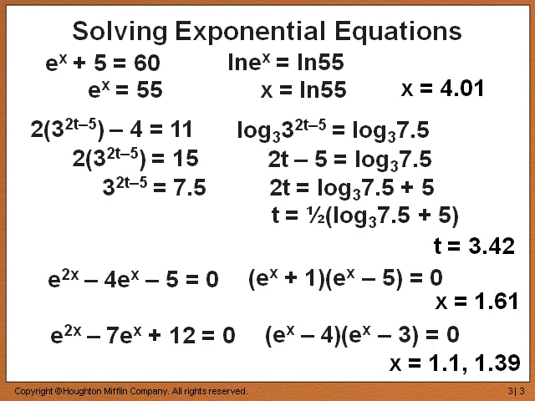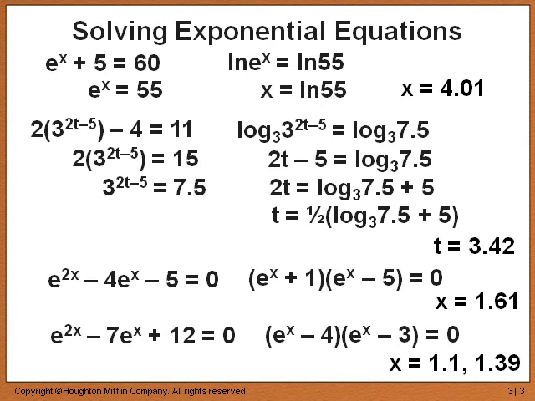Now, notice in this case that both factors do work, because e to the x minus 4, setting that equal to 0, will give me e to the x equals 4, and then ln 4 is a real number. And then looking at e to the x minus 3, when I set that equal to 0, I get e to the x equals 3, and then x equals ln 3, and ln 3 is also a real number. So we end up with two solutions this time.